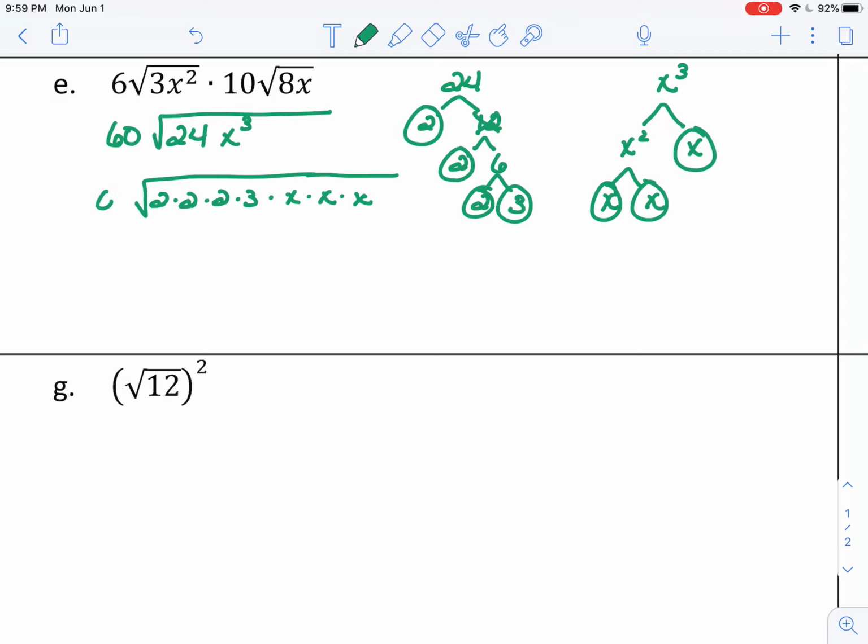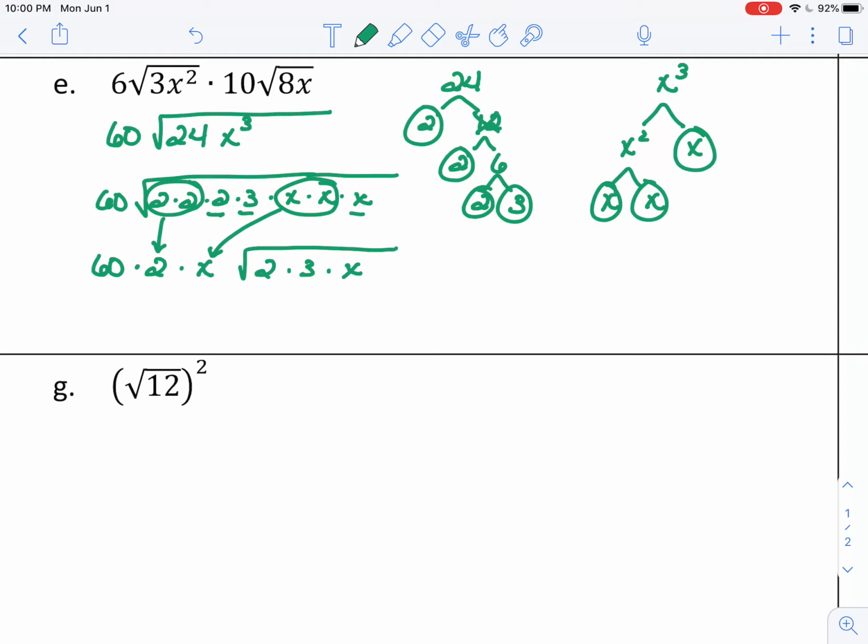And out front, 60 is still hanging out because it's not under the radical, so for a moment I don't care about it. Pairs make perfect squares. So again, since 2 times 2 is 4, the square root of 4 is 2 again. So joining my 60 will be a 2. And I'm going to keep looking for pairs. There's no more 2's to pair up. There's no more 3's. There is a pair of x's. Pairs make perfect squares. The square root of x squared is just plain old x again. So this 2 times 2 became a regular 2. This x times x became a regular x. Inside the radical is everything else who didn't get paired up. So the 2, the 3, and the x.